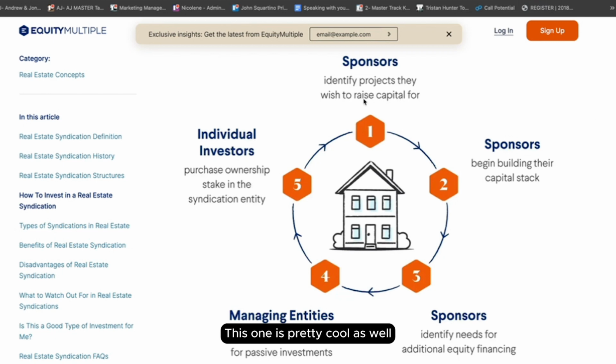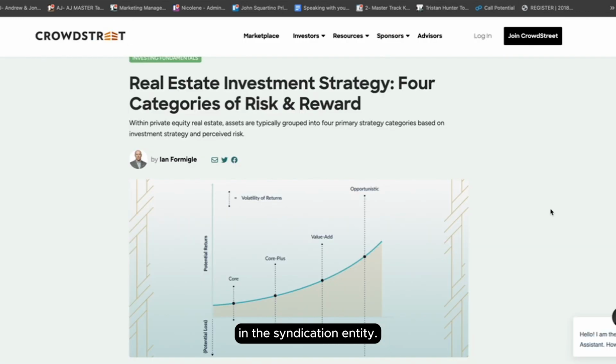This one was pretty cool as well. The sponsors, they find the projects and they're in the process of putting it together. The capital stack is all the money that goes into needing to acquire the asset, right? So this includes going to a local bank, getting a loan, and then typically you'll need a down payment, right? So to make up the down payment, closing costs and improvements, there will be additional equity needed, which the sponsors, like we always invest in all of our deals as part of the investor group. And then the entity, like we saw in the other diagram, will own the property, and then investors can purchase a stake in the syndication entity.